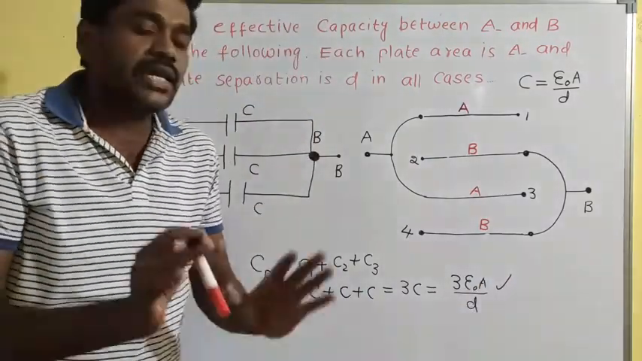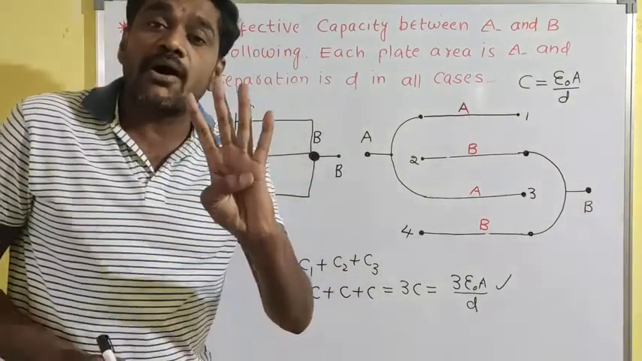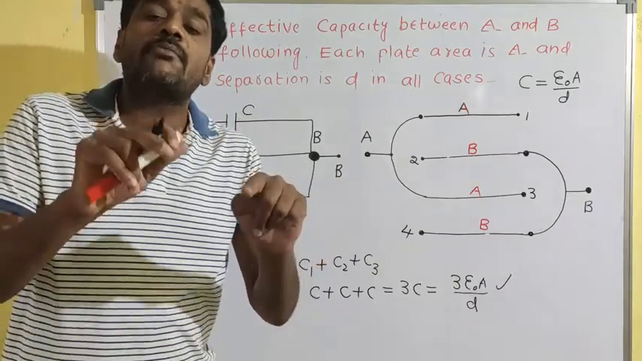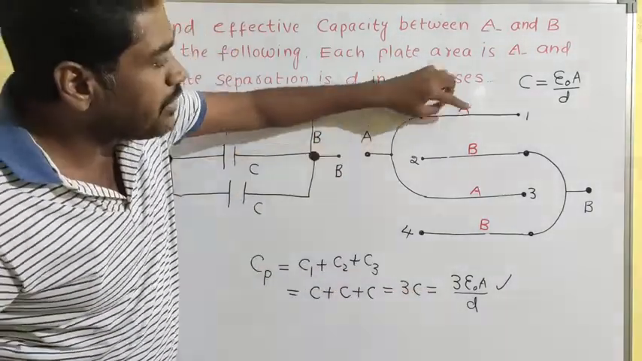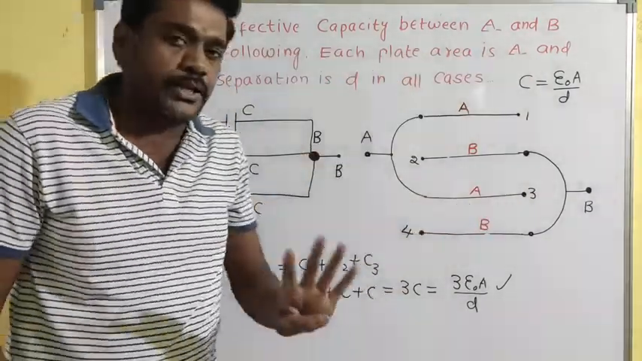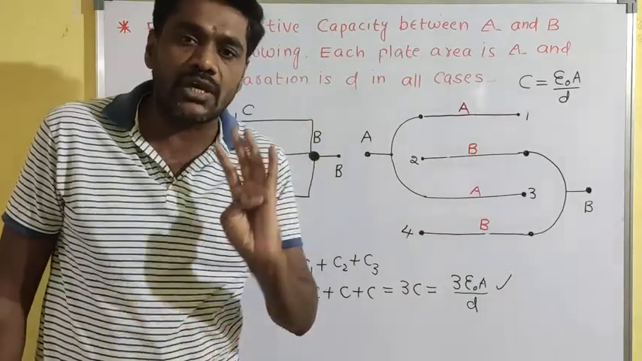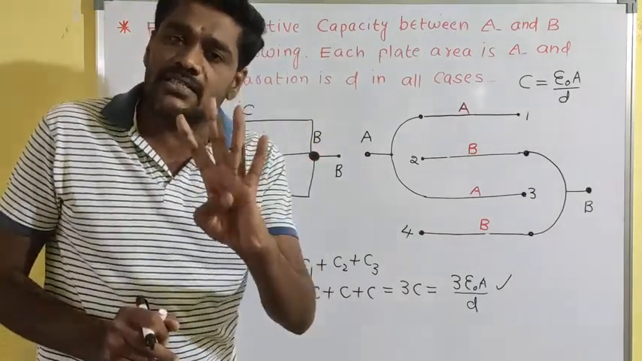Okay, so once again I will say clearly, whenever the number of plates is n, the number of capacitors is n minus 1. See how many plates they have given? First plate, second plate, third plate, fourth plate. Total 4 plates they have given. But how many capacitors? The number of capacitors is 3 only.